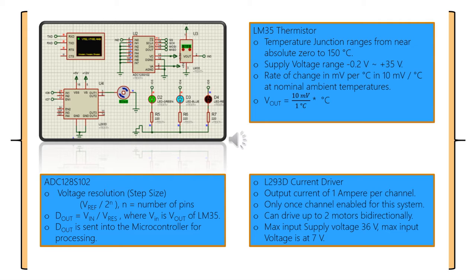Our Dout is Vn divided by V resolution, where Vn is the Vout of the LM35. Our Dout is sent into the microcontroller for processing in a serial fashion.